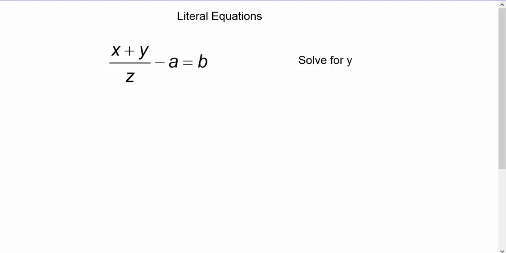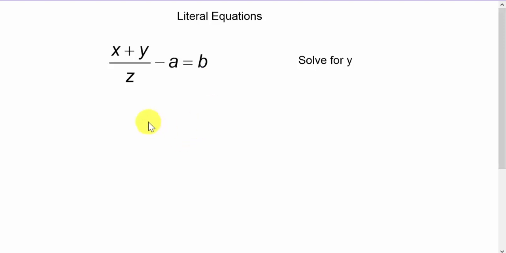First topic for the day is going to be literal equations. Basically, literal equations are equations where you are asked to solve for a given variable among many other variables. So in this case, here's our equation. We're asked to solve for y, which means we have to isolate this term right here. And there's a lot of ways to go about it.